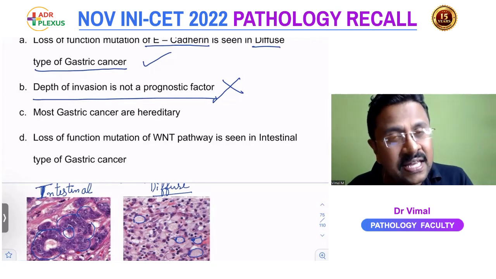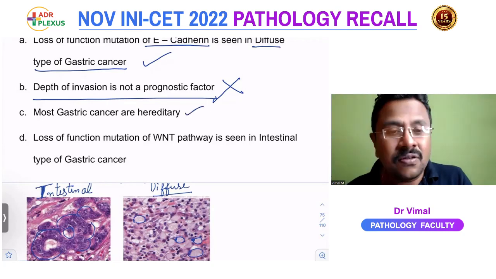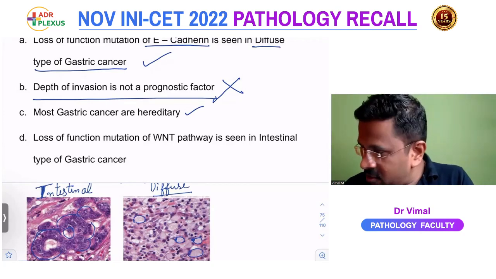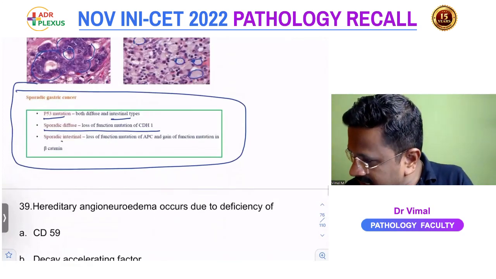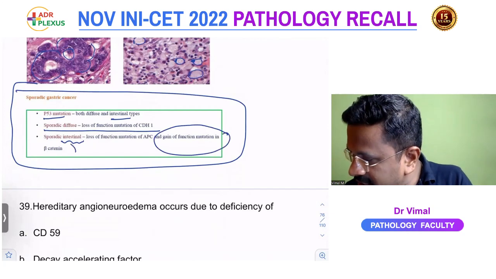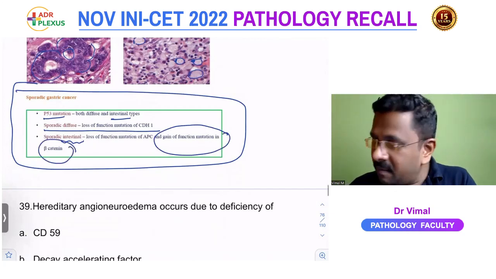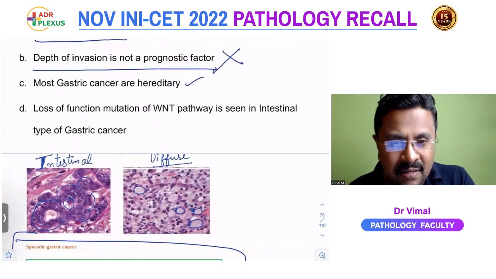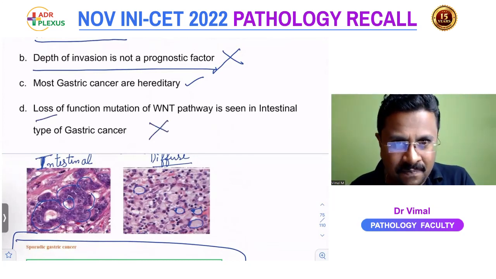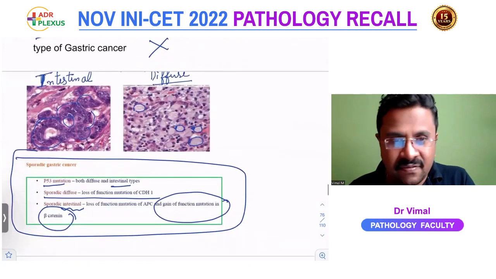Most gastric cancer are hereditary. Yes, most cancers are hereditary. And another option is loss of function mutation of WNT pathway is seen in the intestinal type of gastric cancer. So actually, if you can see here, in the intestinal type of gastric cancer, there is gain of function mutation of the beta-catenin. That is the WNT pathway. So the loss of function they have given, it is not loss of function, it is actually a gain of function. So guys, please remember the things which we have discussed.